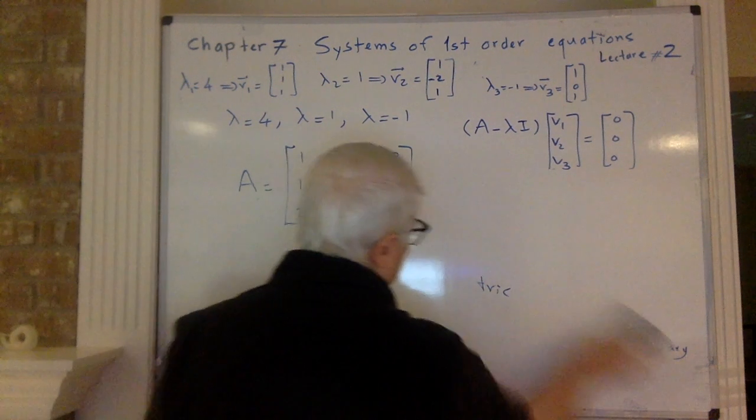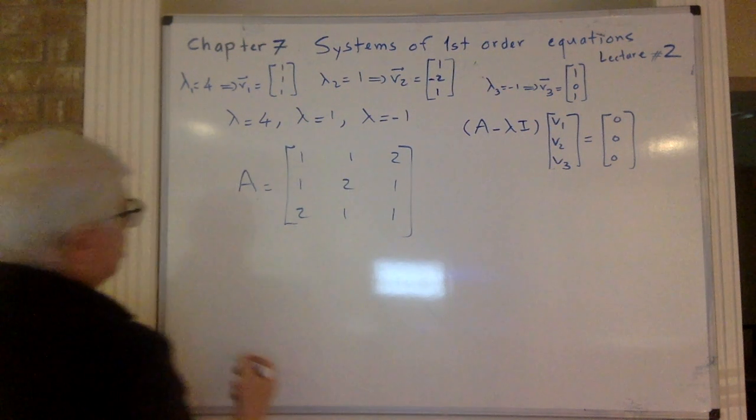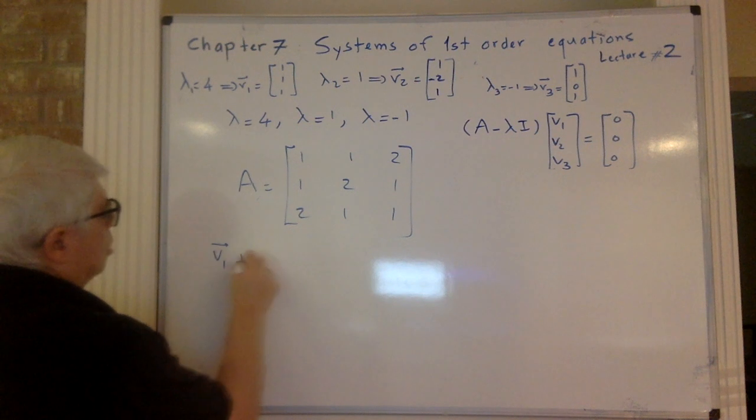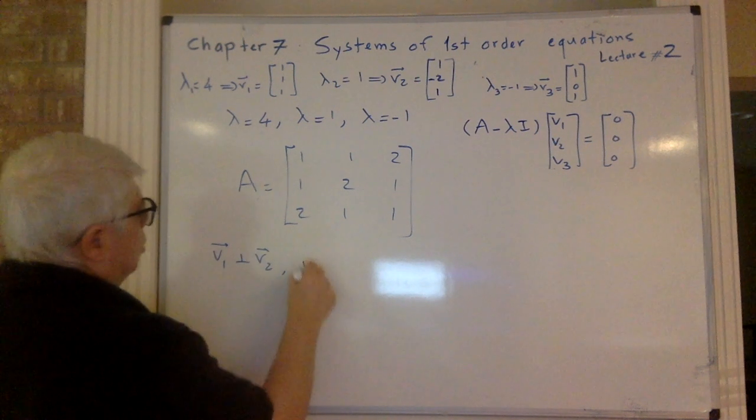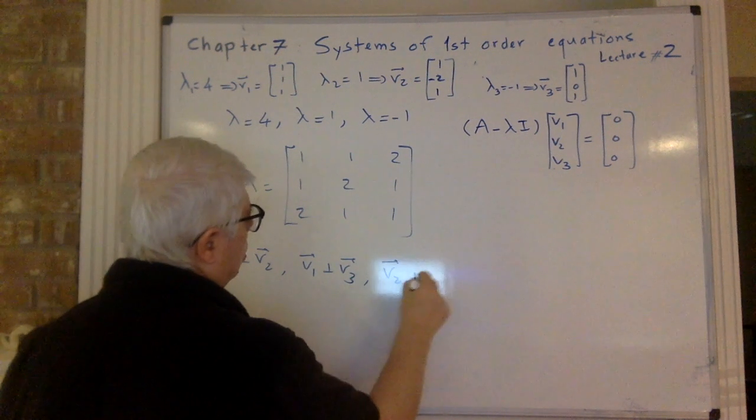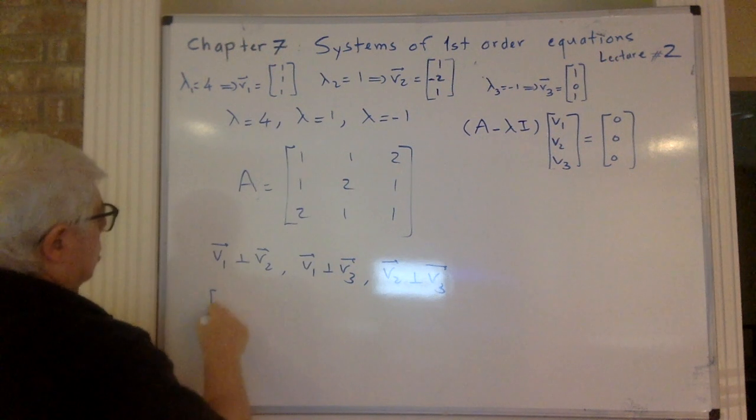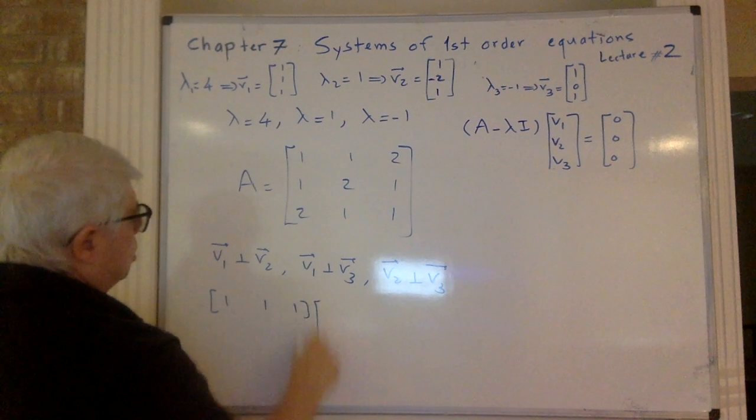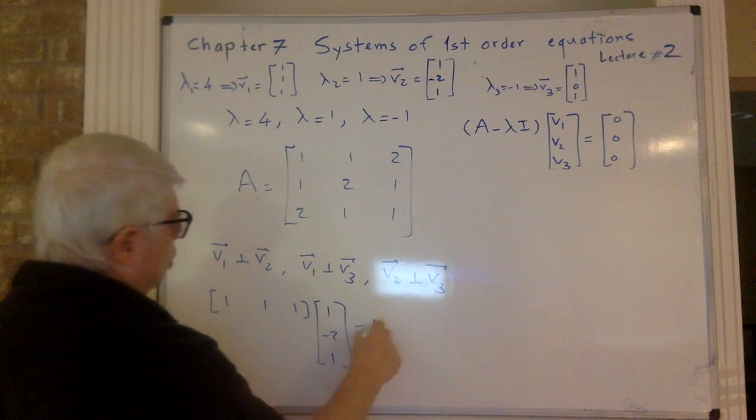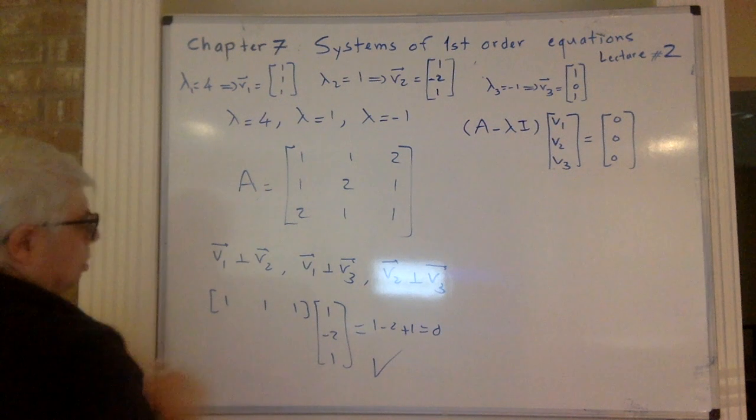Second thing, let's look at the three eigenvectors. Now I claim that they are orthogonal. I claim that V1 is orthogonal to V2, V1 is orthogonal to V3, and V2 is orthogonal to V3. Let's check. This one times this one, 1, 1, 1, orthogonal means dot product is 0, minus 2, 1. This is 1 minus 2 plus 1, 0. Yeah, this one is correct.